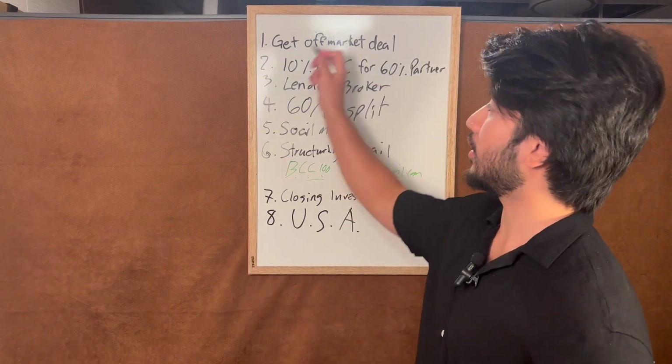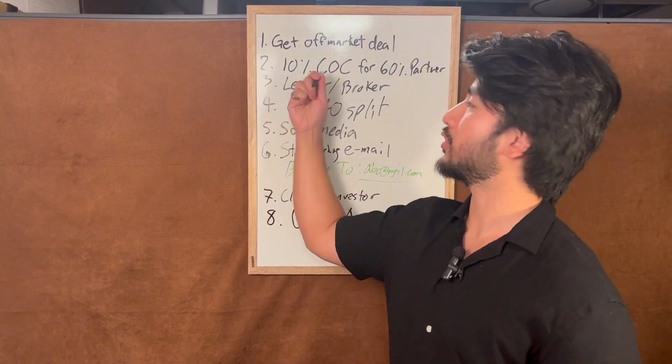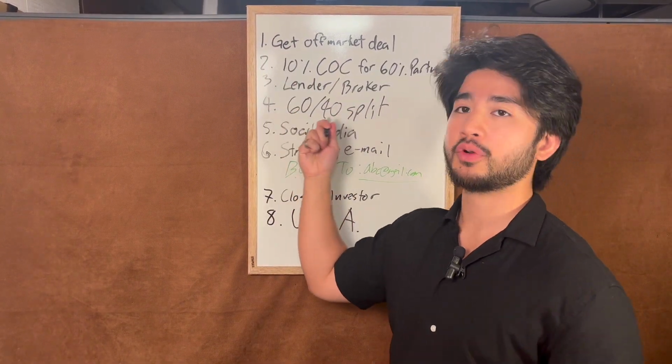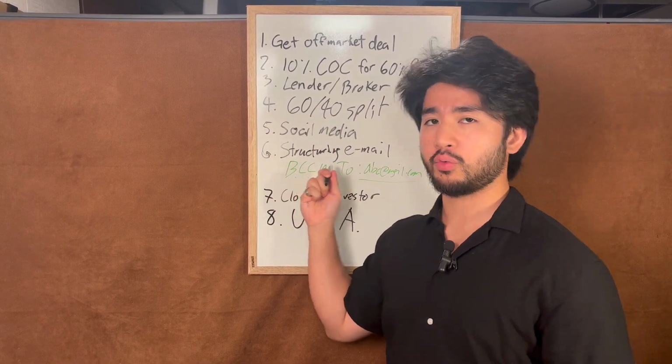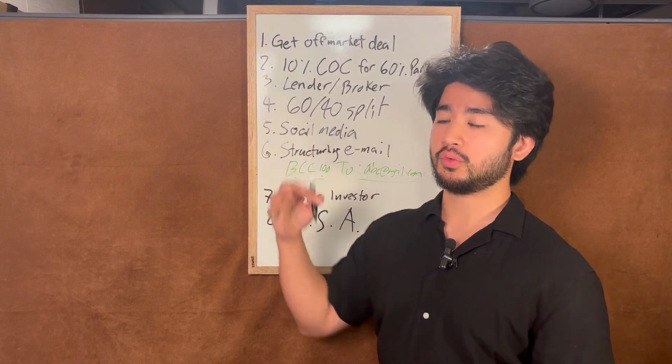Now that you've finished all of this, you got a deal, you made sure the cash flow works, you did the 60-40 model split, you marketed it on social media, you have your growing list of investors in your Google spreadsheet.